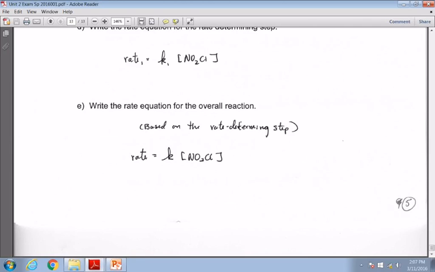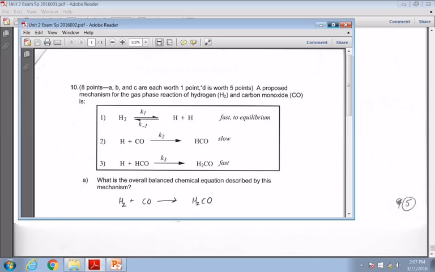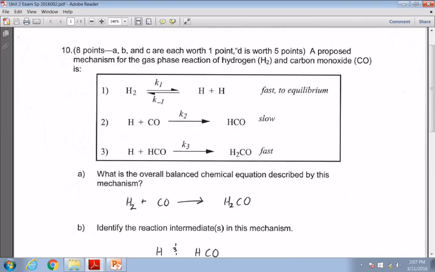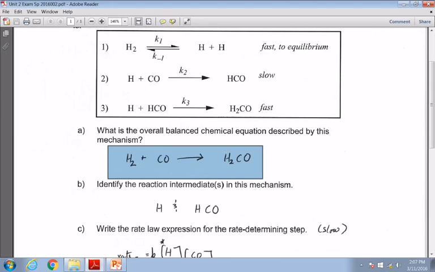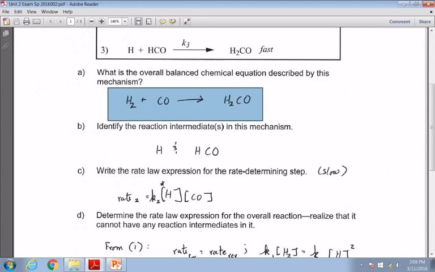And then my last page is actually on a separate document, so when I upload it, there'll be 2 documents. This one, given these 3 elementary steps, is to come up with the overall reaction of interest. There are 2 intermediates, H and HCO. The rate law expression, again, we turn to the slow step. That would be the second step.